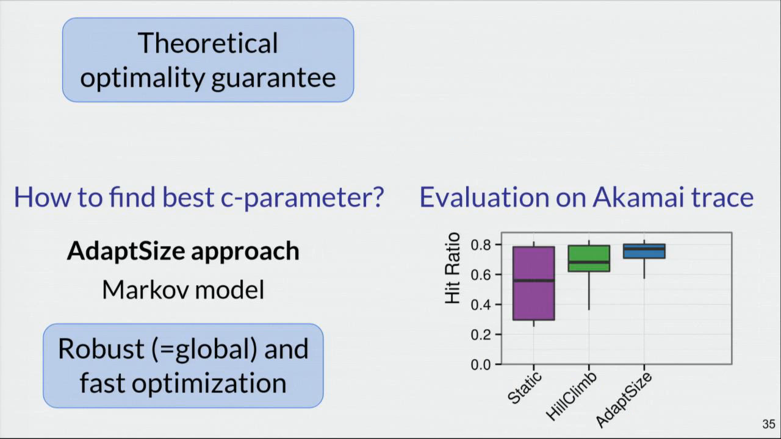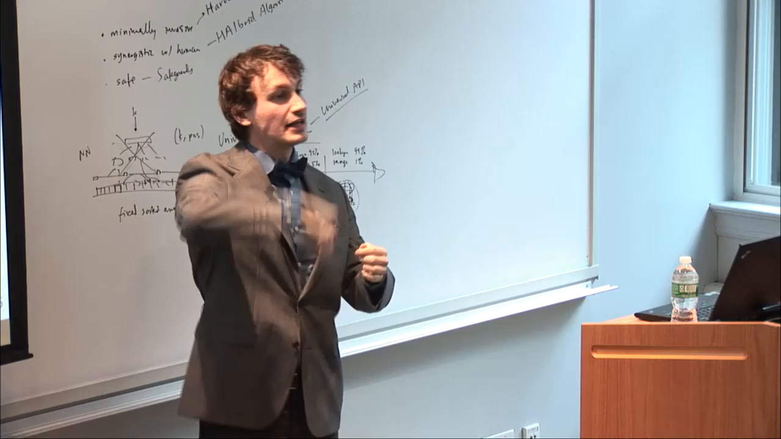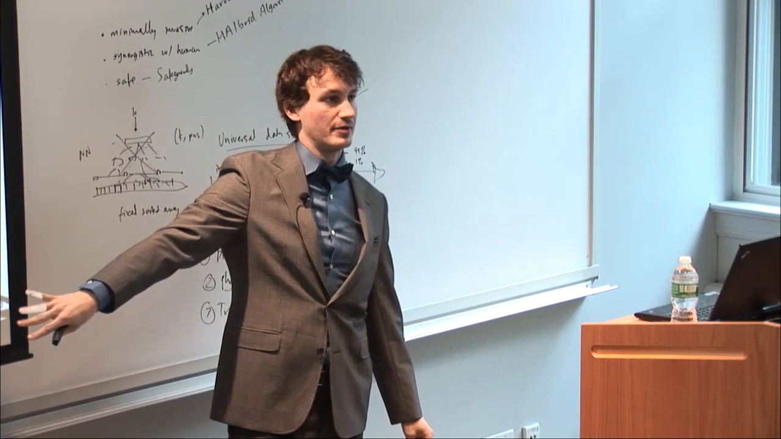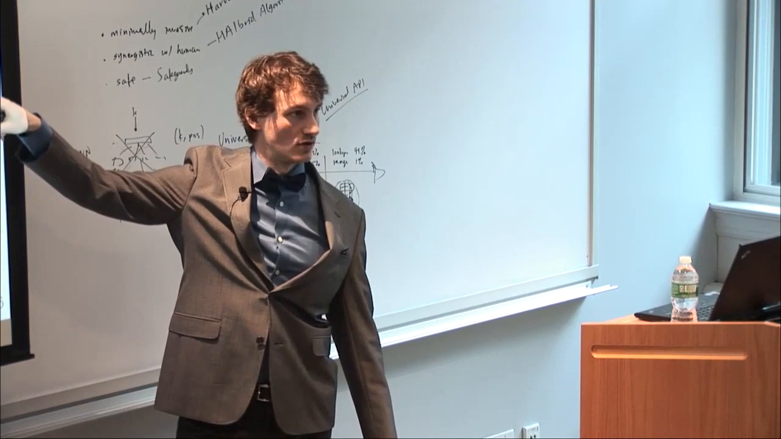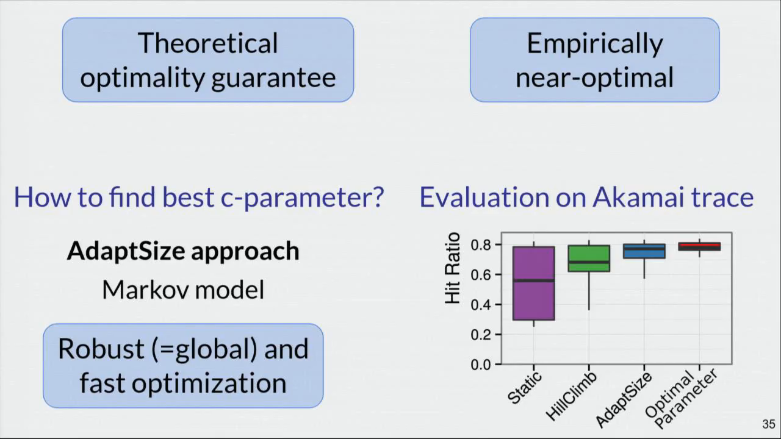So we additionally evaluated what is the optimal parameter choice by looking into the future. So this is not a realistic algorithm. So we know the traffic that is ahead of us, evaluate all possible choices, and then choose the optimal parameter. And you can see, while we are somewhat close to it, there's still a gap that remains in all of these algorithms. And I will come back to that gap in a couple of slides. But overall, we are somewhat near to optimal.